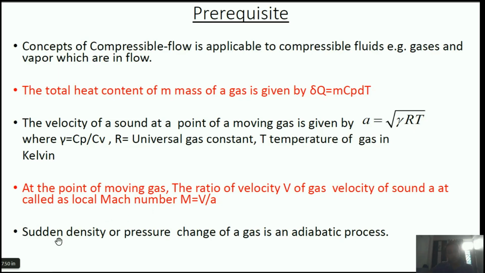And next, you must keep in mind that a sudden density or pressure change of a gas is an adiabatic process. I think you all know what an adiabatic process is. An adiabatic process is the one in which neither heat is given to the system nor heat is taken out. So in case some sudden changes are applied on a gas, means the pressure is suddenly reduced or suddenly increased in a fraction of a second, in milliseconds, in that case it will be considered as an adiabatic process. So these things you must keep in mind before learning about compressible flow.